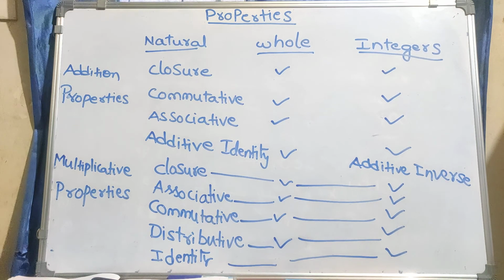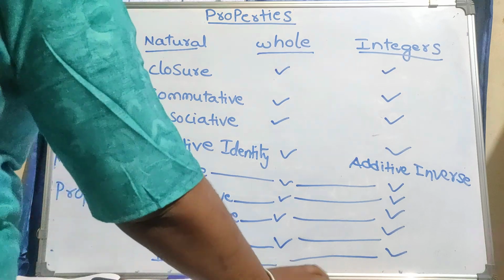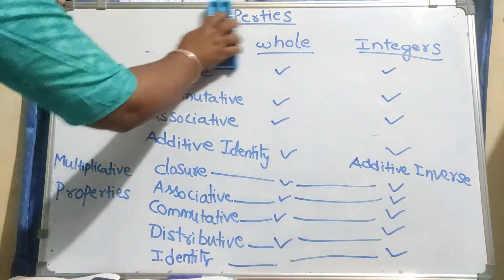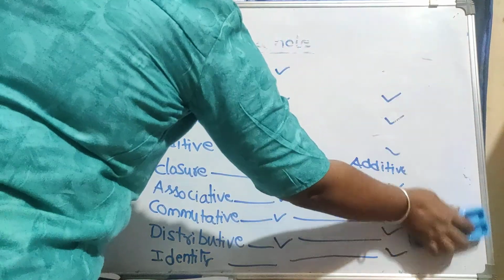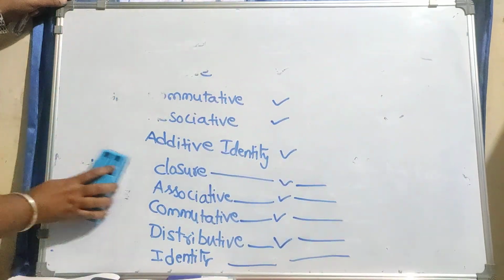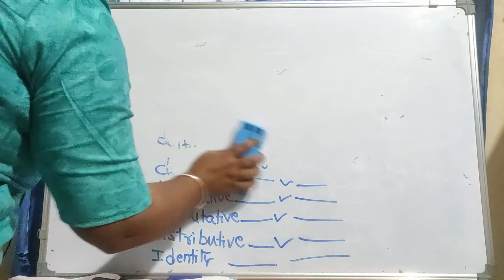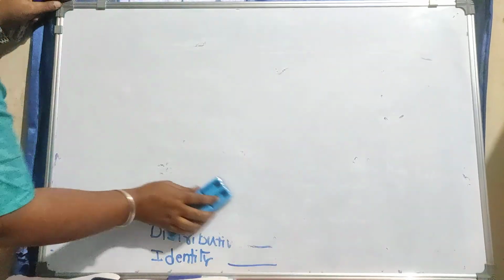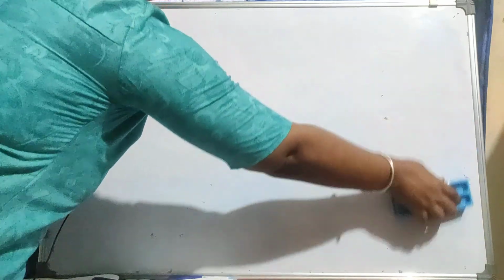First of all, what is closure property? What is commutative? What is associative? We'll go through that. So first we'll discuss addition. What is closure property in terms of addition?